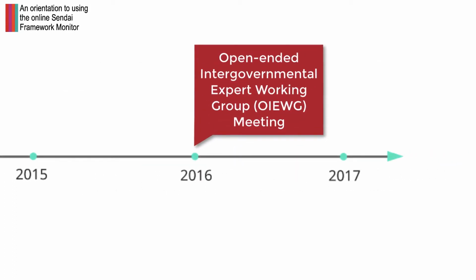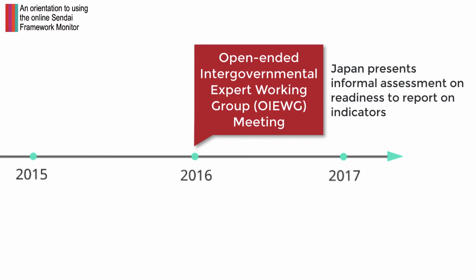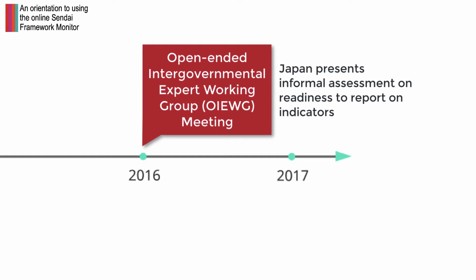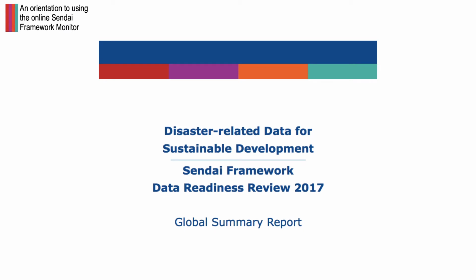During the working group meeting in 2016, Japan presented an informal assessment on their readiness to report on the indicators of the Sendai Framework, including data availability. Upon encouraging member states to undertake the same exercise, voluntary data readiness reviews were conducted globally by UNISDR in early 2017.